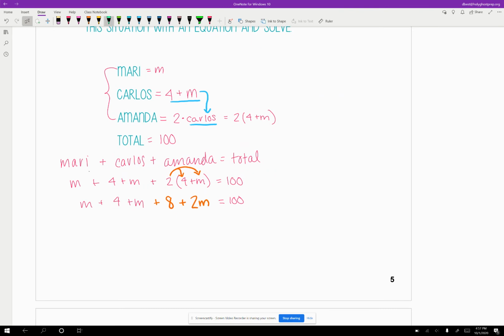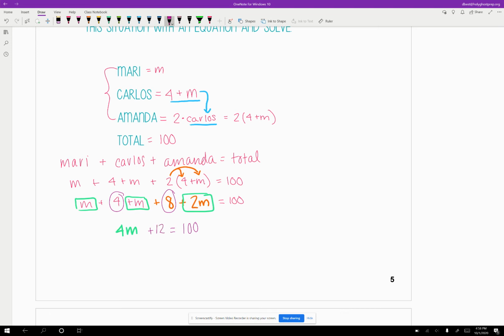What I want to look for on the left side of my equation are my like terms. So anywhere I have an M, I'm going to combine them. So I have a total of 4M. And then I can combine my constants, or my numbers. So I've got 4 and 8. And my total is still 100. Oops, 4 plus 8 is not 8, it is 12.